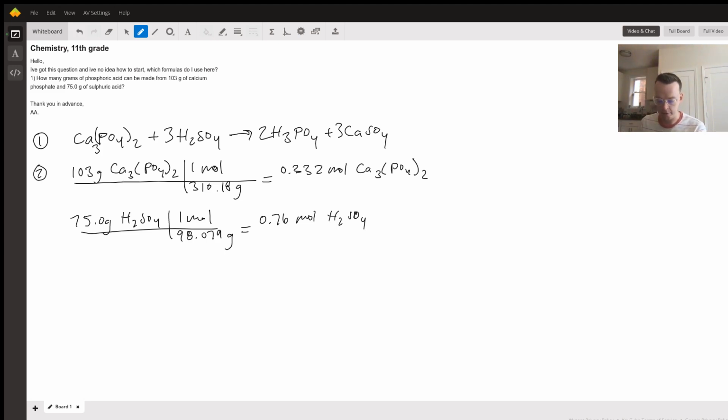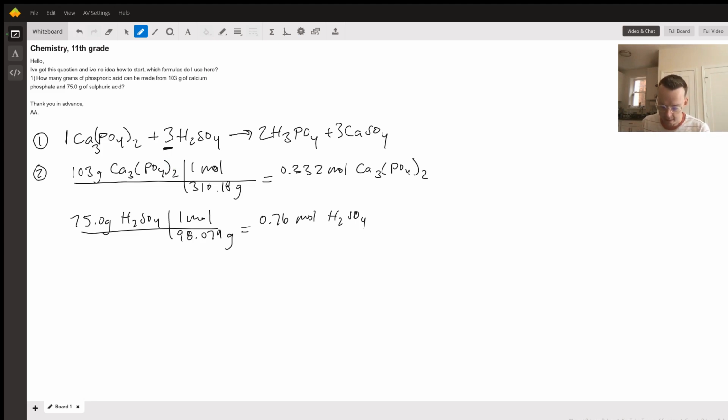We need to find the limiting reagent. So the limiting reagent essentially is just when you have two reactants, unless you have exactly the number of moles that you need in the mole ratio for them to go to completion, which is to say all be used up in the reaction. If you don't have enough of one of them, then the other one is in excess. And so there's going to be some leftover after the reaction because there wasn't enough of the other thing to react with it. And so the way that we find that is we can see that for every 1 mole of calcium phosphate, we need 3 moles of sulfuric acid to use up all of the calcium phosphate in this reaction.